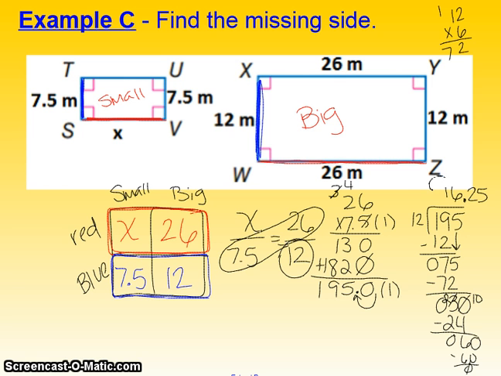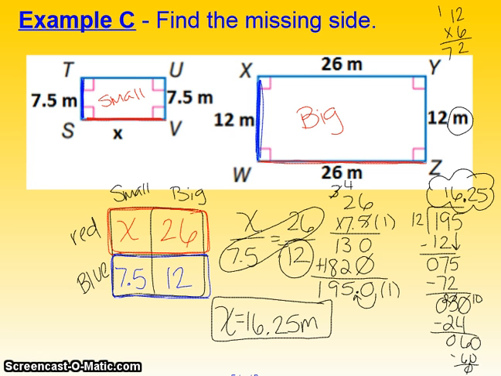So I know that my answer is 16.25. So x is equal to 16.25, but I need to add my unit, which is meters. So 16.25 meters. Let's go to example D.